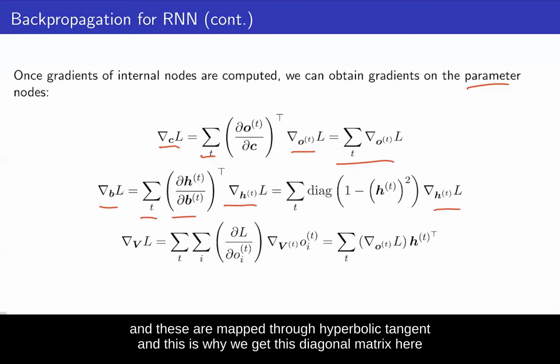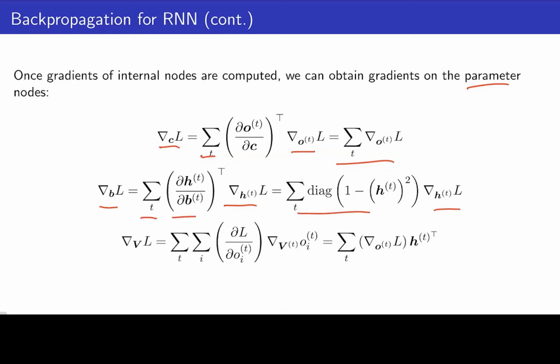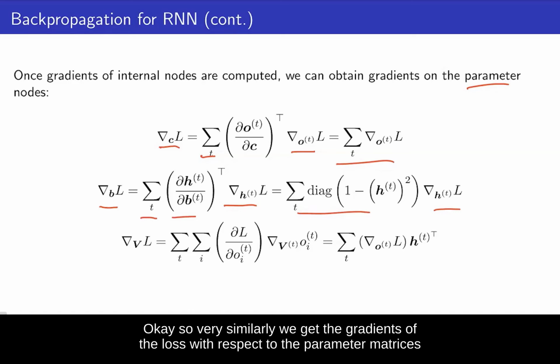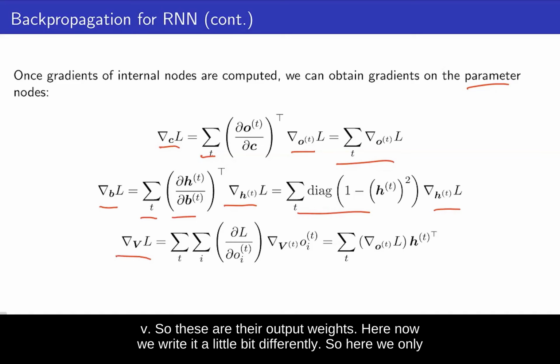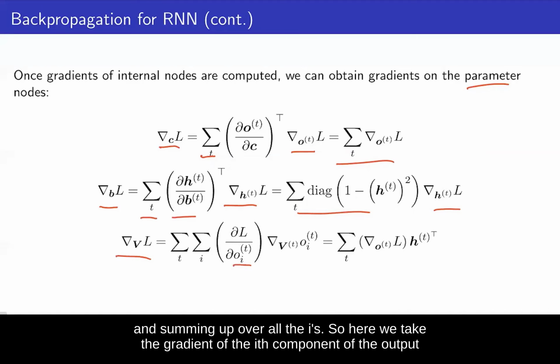And this is why we get this diagonal matrix here again, which is the derivatives of the hyperbolic tangent on the diagonal. Okay, so very similarly, we get the gradients of the loss with respect to the parameter matrices V. So these are their output weights. Here now we write it a little bit differently. So here we only always consider the gradients in the Jacobians with respect to the ith component of the outputs and summing up over all the i's.